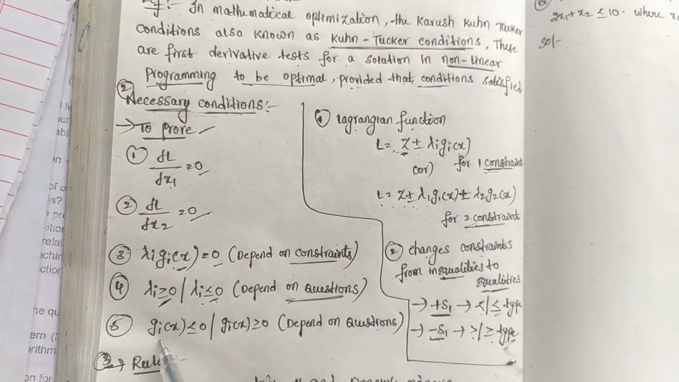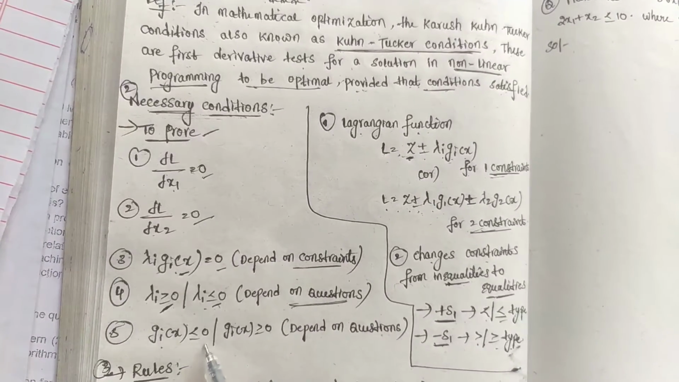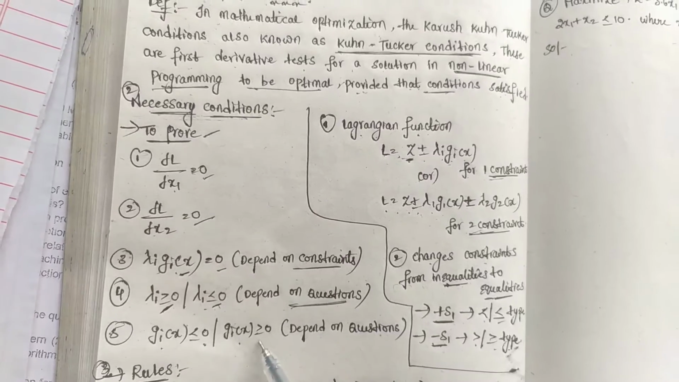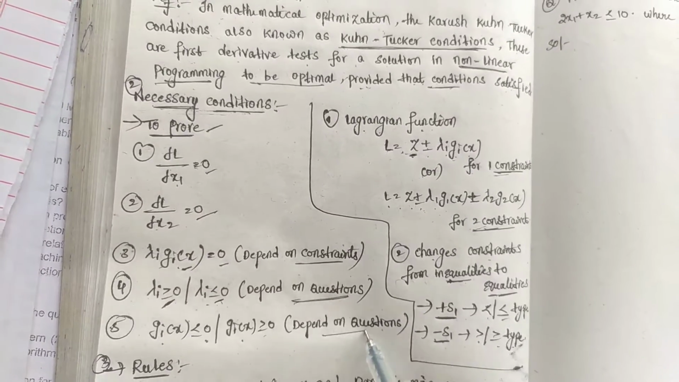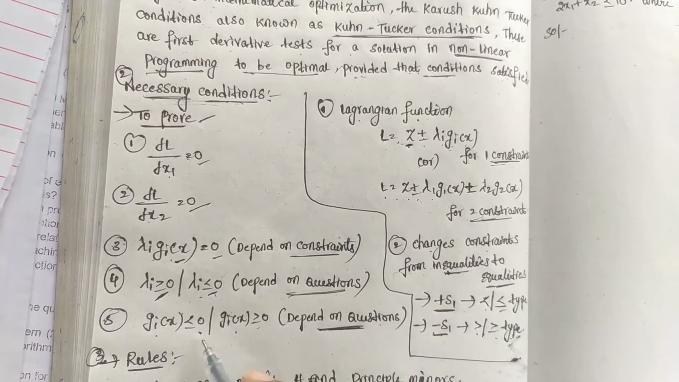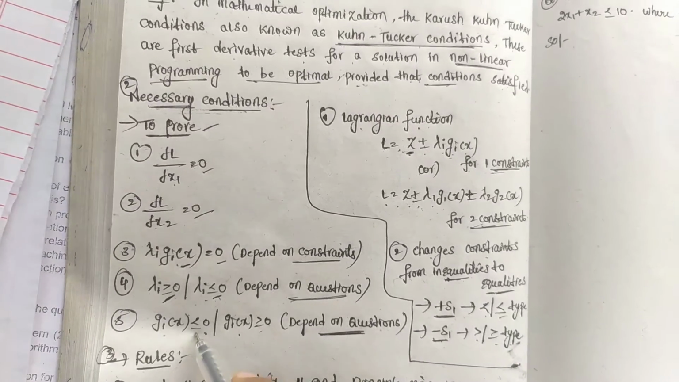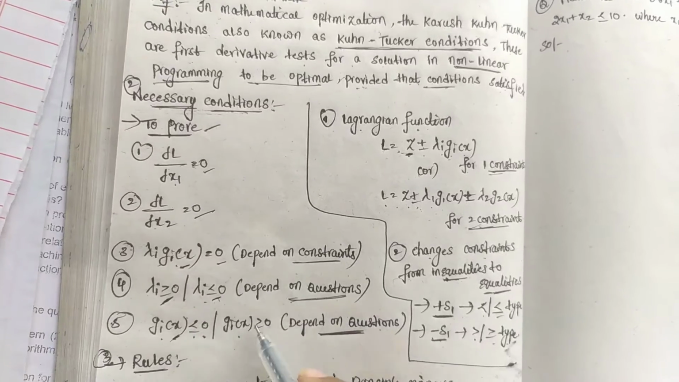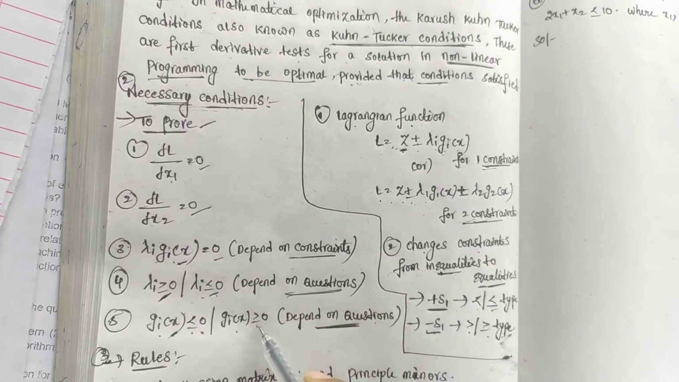And the fifth one is g of x less than or equal to 0 or g of x greater than or equal to 0. This also depends upon the question. If the question gives less than or equal to type constraints, we satisfy this. If given greater than or equal to 0, we satisfy the other.